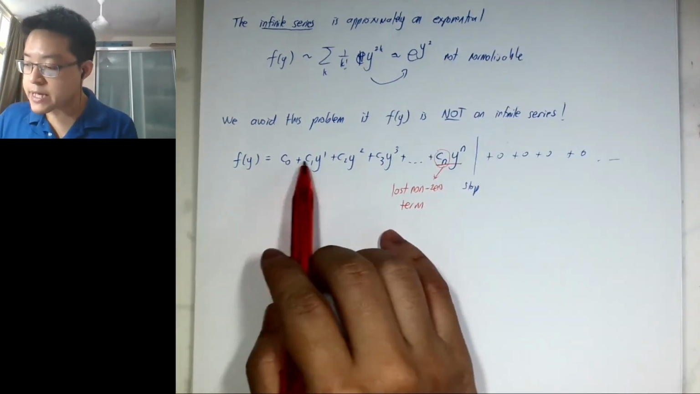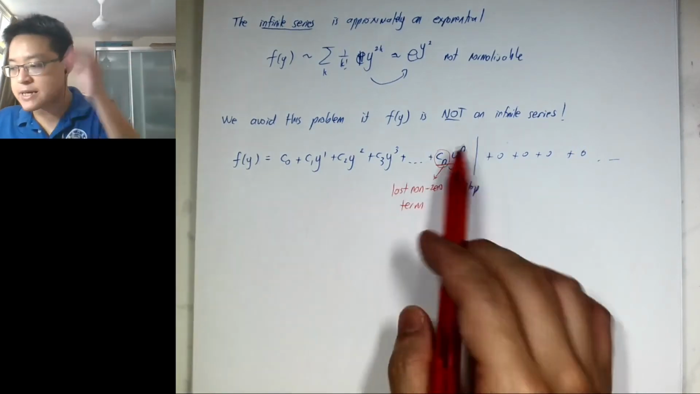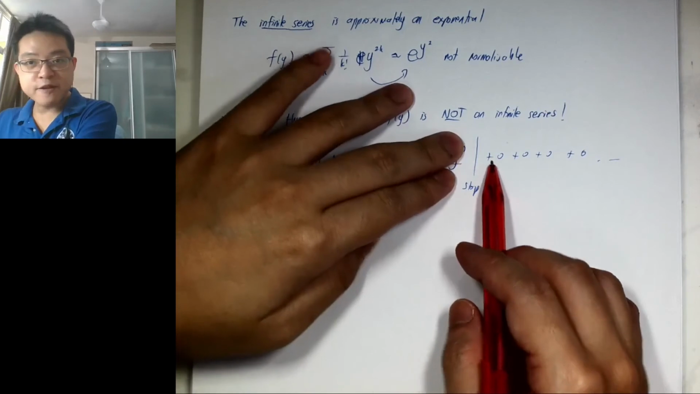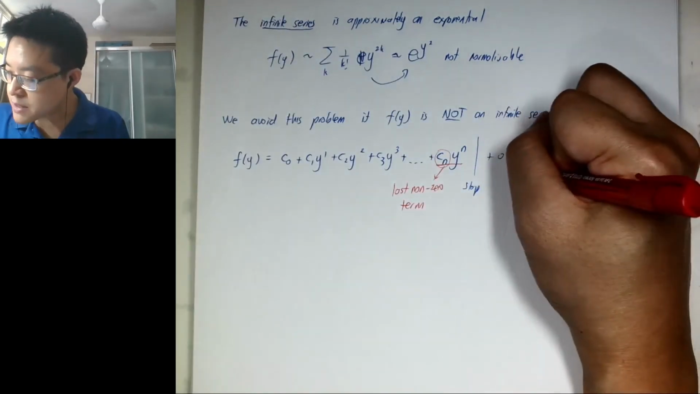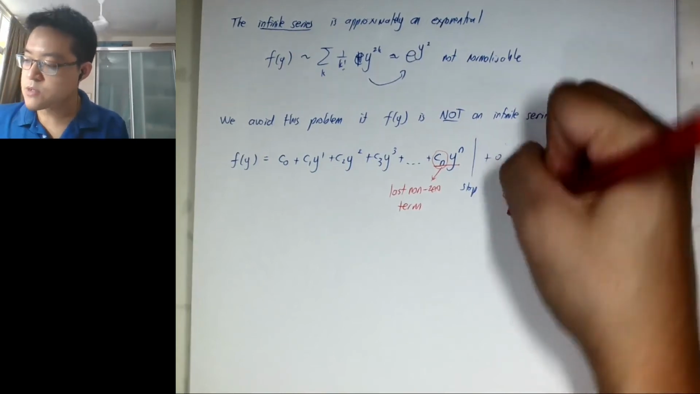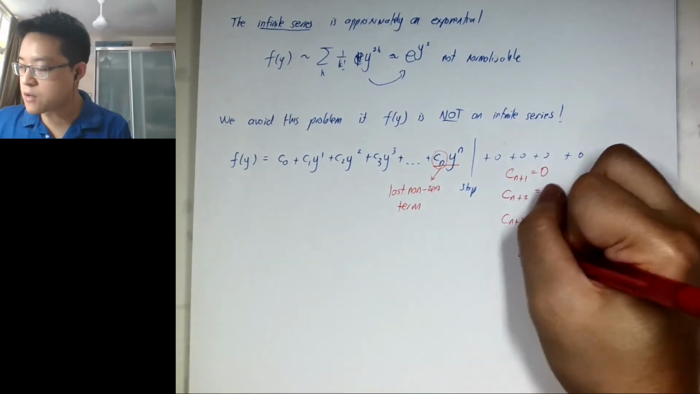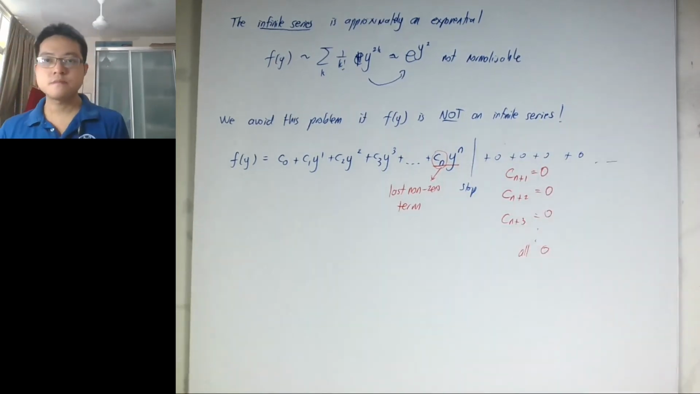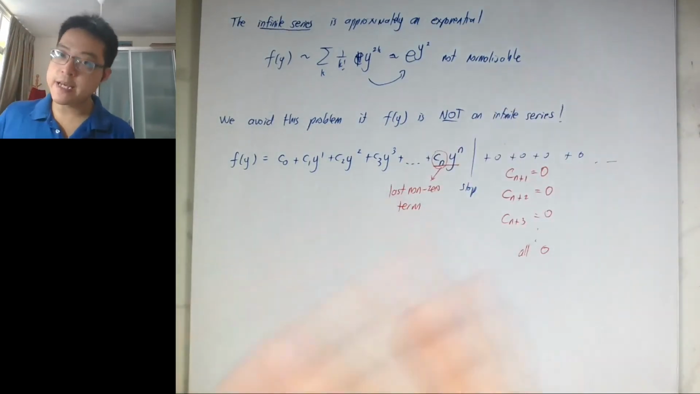Some of the earlier ones may not be 0, some are 0, whatever, but the last one is here. Definitely everything after it must be 0. So the next number, Cn plus 1, I want this to be 0. Cn plus 2, 0. Cn plus 3, 0. Everyone 0, all 0. So can we make this possible or not? Can we achieve this?